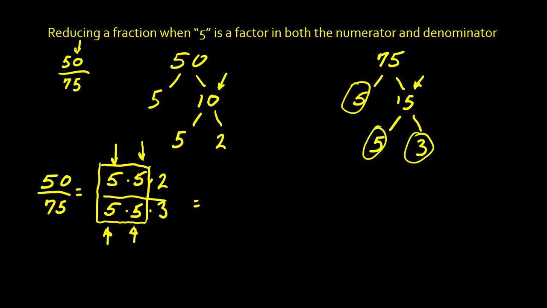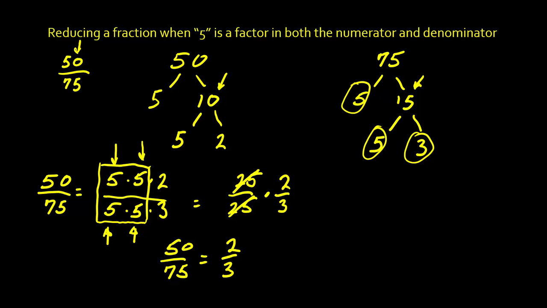And we know that 5 times 5 is 25. Same thing in the denominator. And we're left with 2/3 here. 25 divided by 25 is 1. So 50 over 75, whenever you reduce it to its lowest terms, is going to be 2/3 because these 25s divide into 1. Box in the answer.